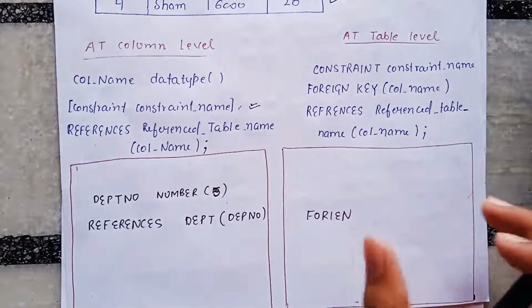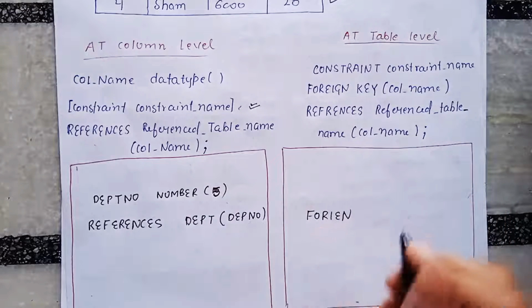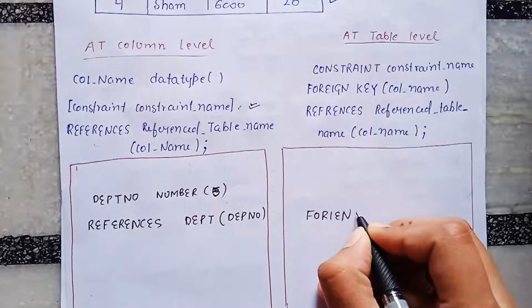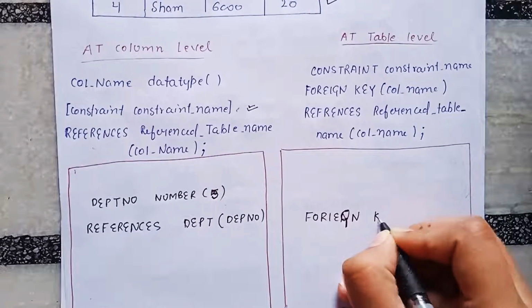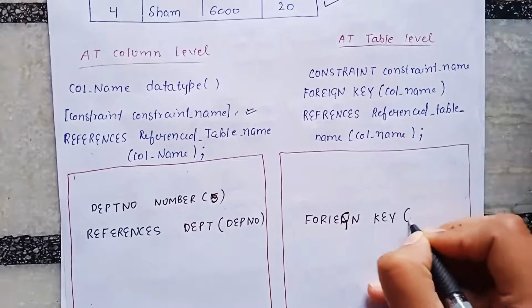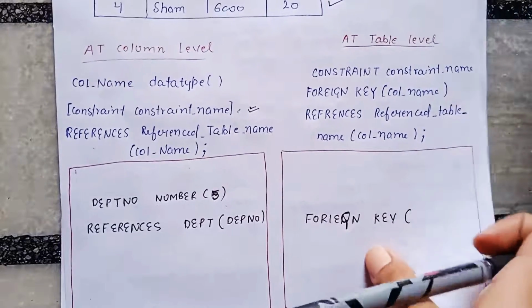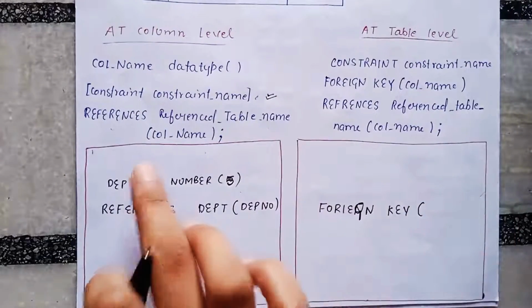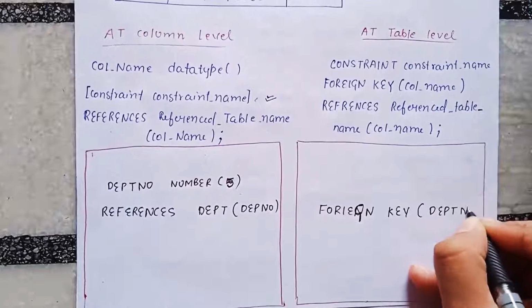As we create a simple table, we will specify all the columns with their respective data types, and at the end we will write foreign key and the name of the column on which we want to apply the foreign key. We are going to apply the foreign key on department number.